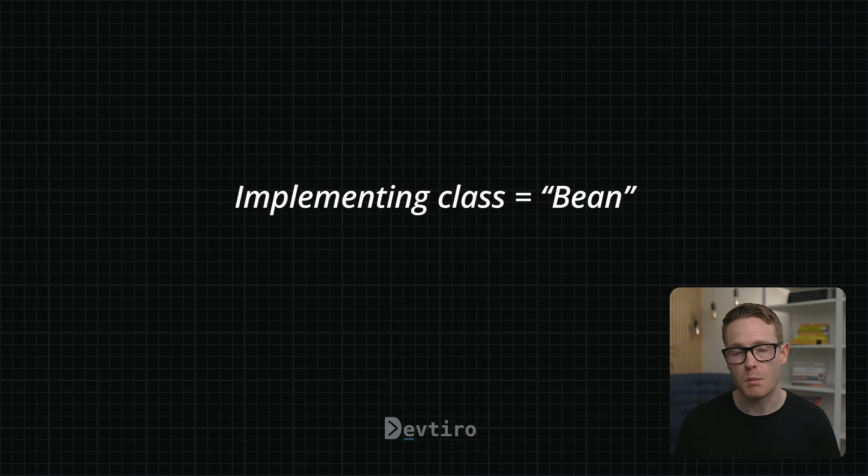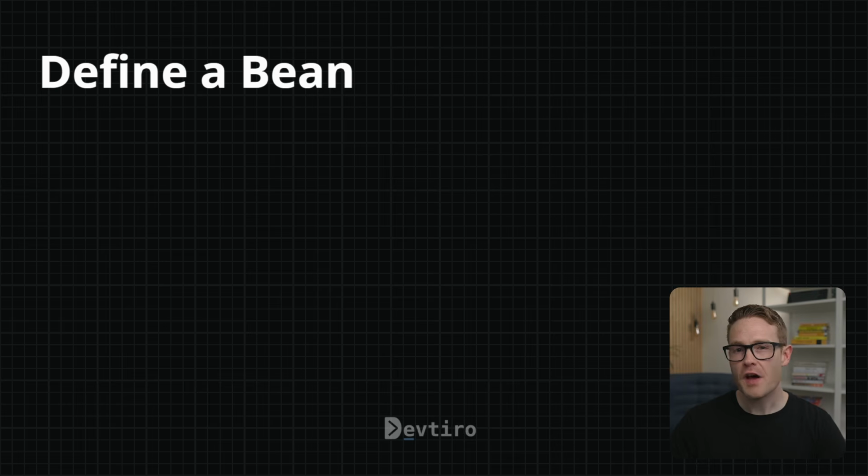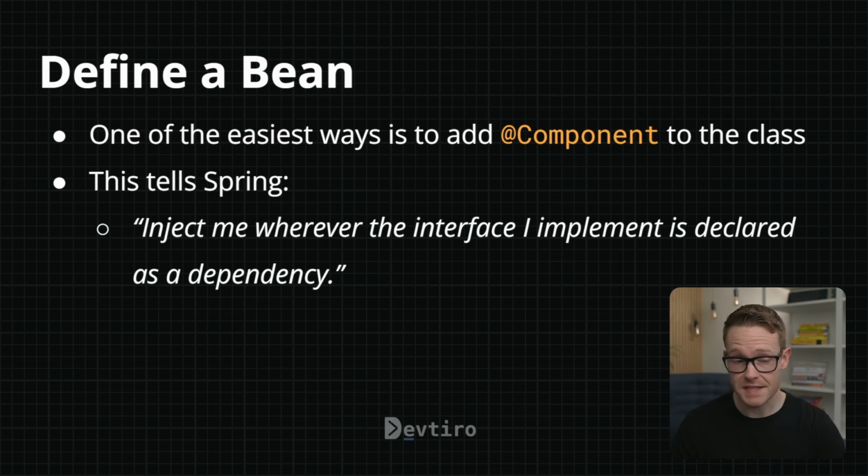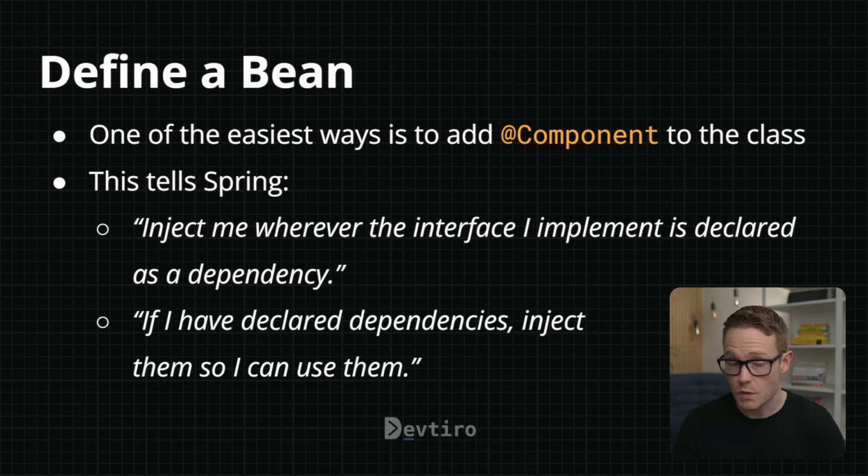So now that we know what we mean when we say the word bean, let's look at a few ways that we can define them in a Spring Boot application. By far the easiest way to define a bean is by adding the @Component annotation to the top of the implementing class. When we do this, it tells Spring a few things. It says, inject me wherever the interface that I implement is declared as a dependency. And it also says, if I have declared any dependencies, inject them so I may use them.